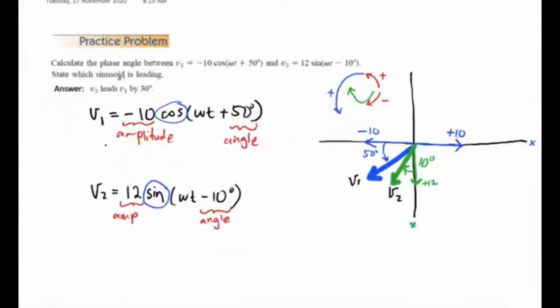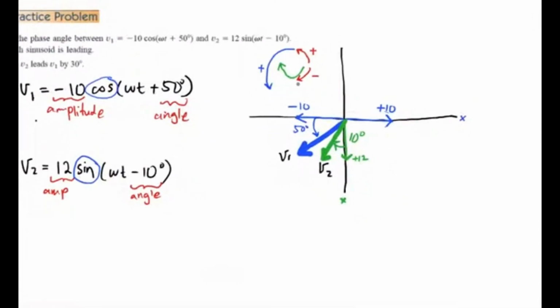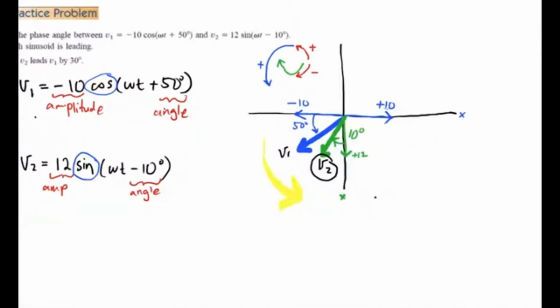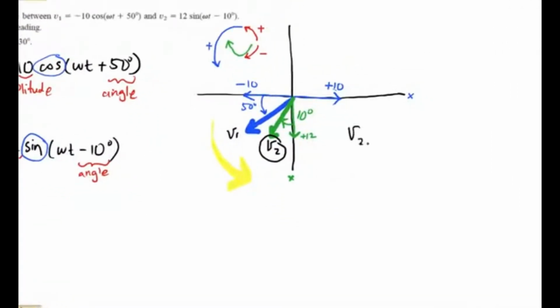So here, the question asks you which sinusoid is leading, either V2 or V1. If you try to move in the clockwise direction like this, you can see which one is leading. Obviously, it is V2. V2 is leading, isn't it? It is ahead of V1. So you can say V2 leads V1 with how many degrees?